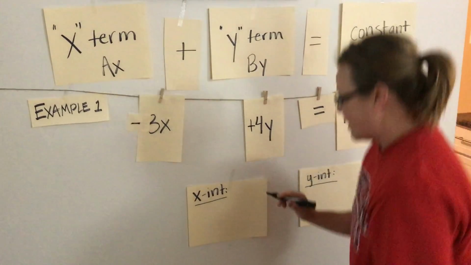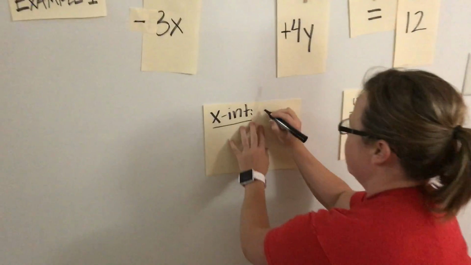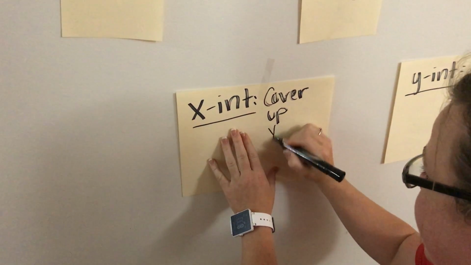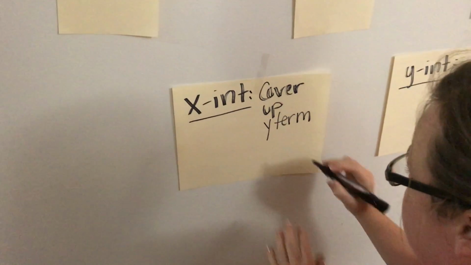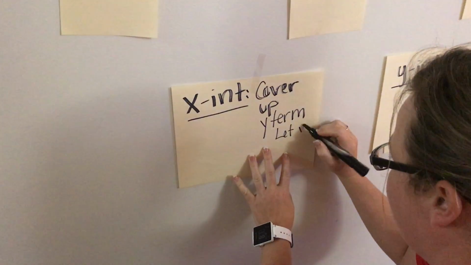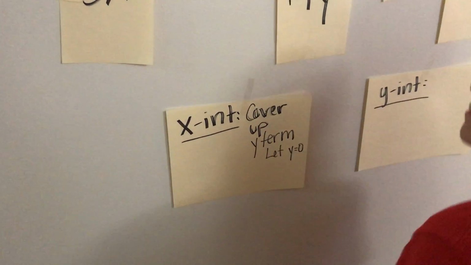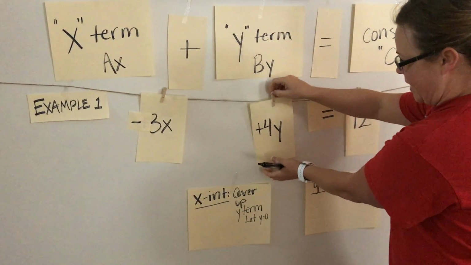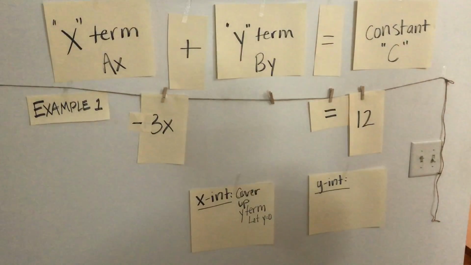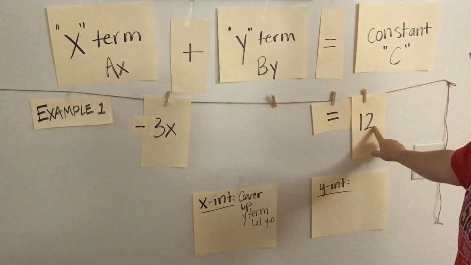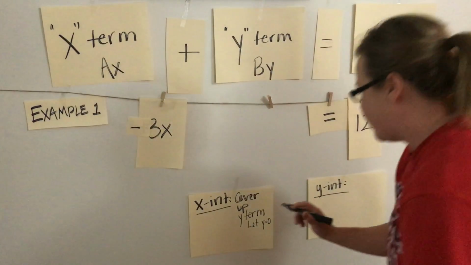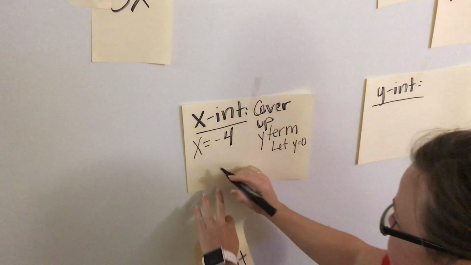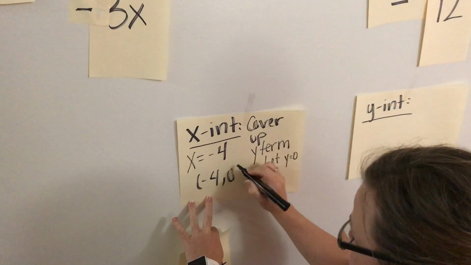Okay, so now, to get my x-intercept, if you want to put this in your notes, we're going to cover up the y term. In other words, let y equal 0. All right, so take a look at your y term. If this becomes 0, 4 times 0 basically drops out. It's gone. So now our equation is negative 3x equals 12. If we divide by negative 3 on both sides, my x-intercept would be negative 4. So as an ordered pair, that would be negative 4, comma 0.